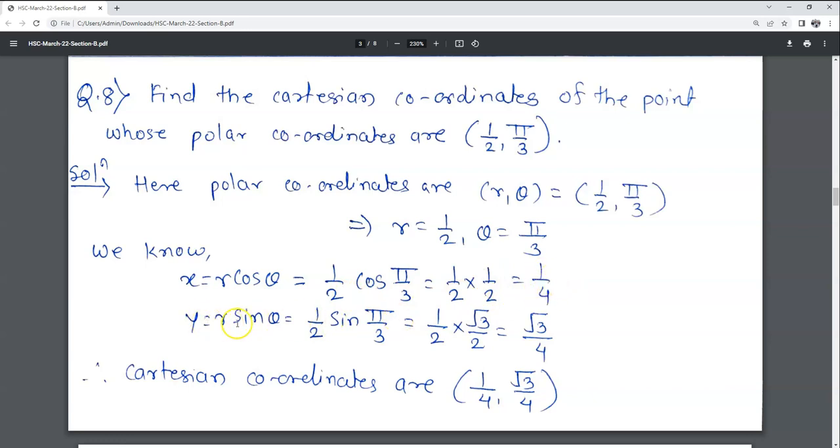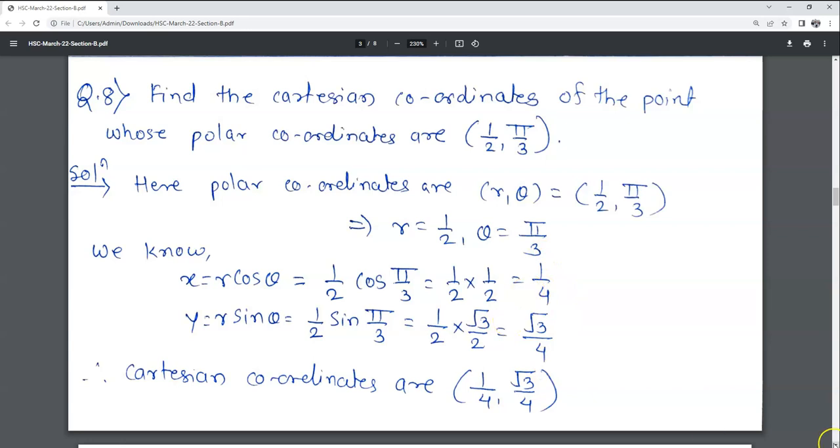y is equal to what? y is equal to r sin theta, x is equal to r cos theta. y is equal to 1/2 sin of pi/3. Sin of pi/3 means sin 60, what is it? Root 3 by 2. So root 3 upon 4. So that is done. Cartesian coordinates (x, y) are what? 1/4 and root 3 by 4.